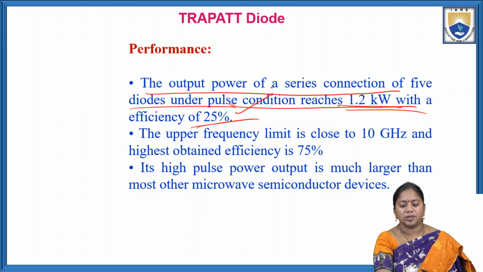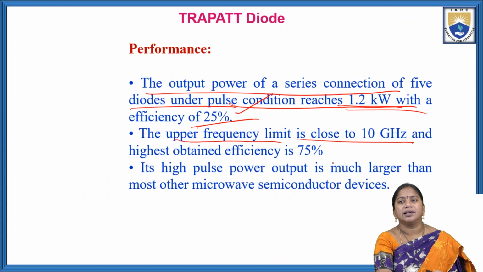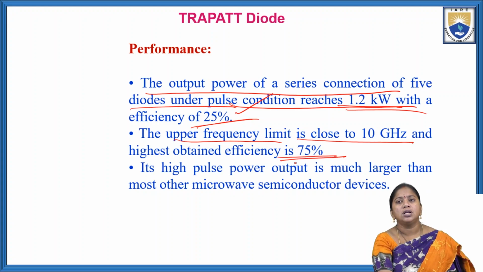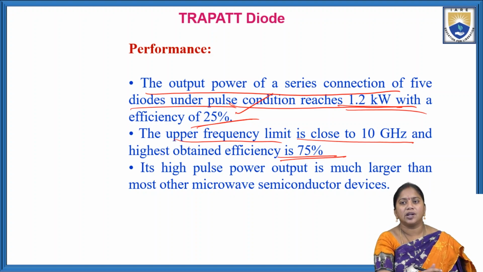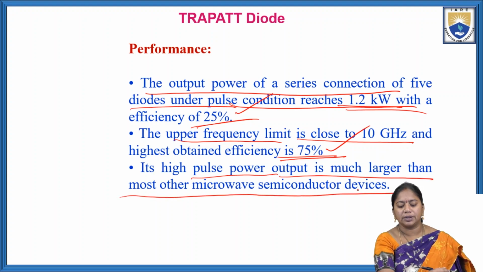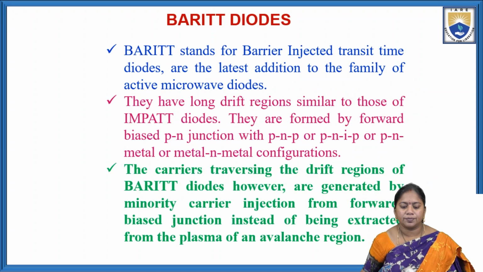The upper frequency limit is close to 10 gigahertz and the highest obtained efficiency is 75%. So it has a high pulse power output, which is much larger than most other microwave semiconductor devices.